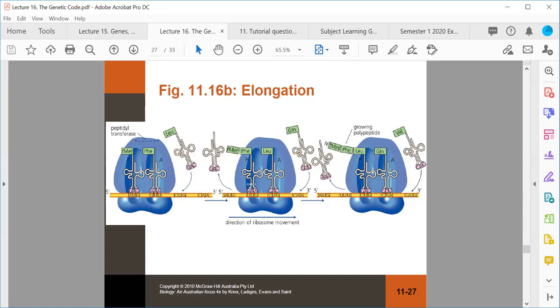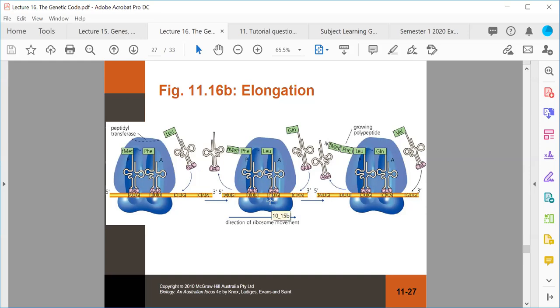So here's the same transfer RNA molecule. There it is with its AAA anticodon. It is now in the P site, and it now holds two amino acids joined together by a peptide bond. All right, because the ribosome has moved over, now we have this new codon positioned in the A site.